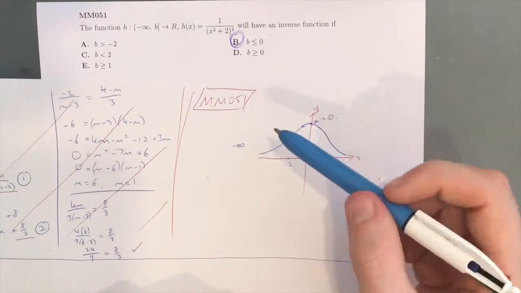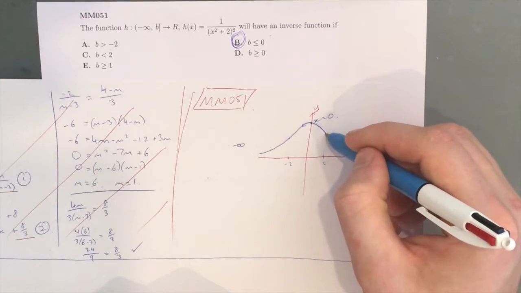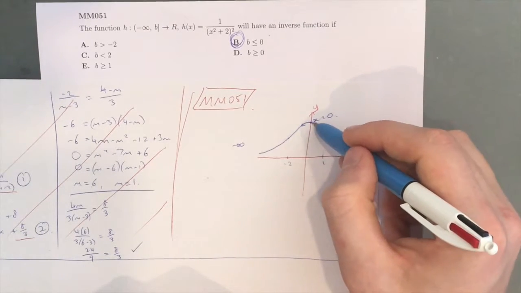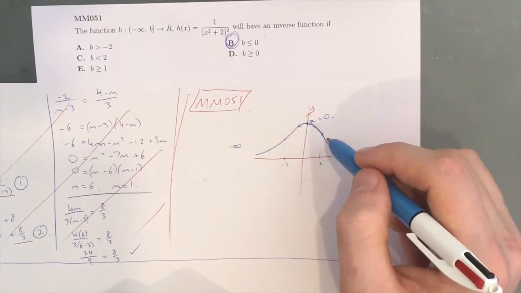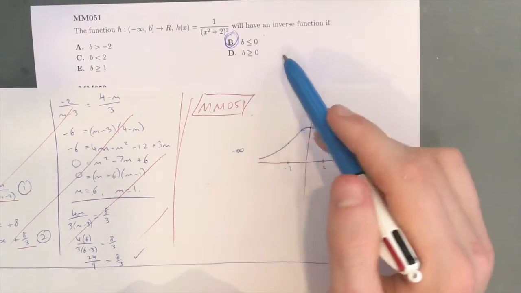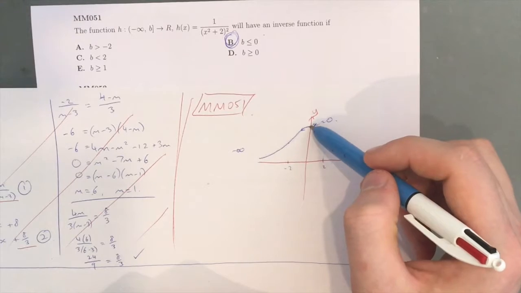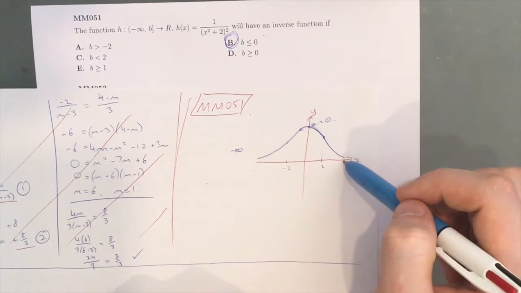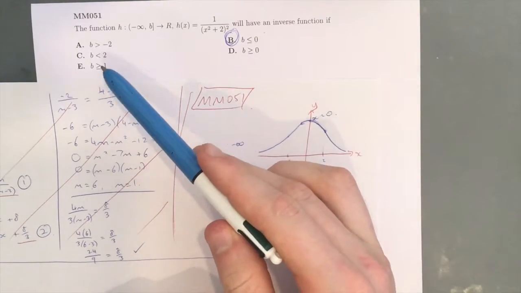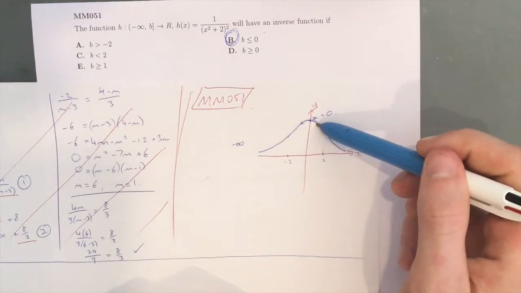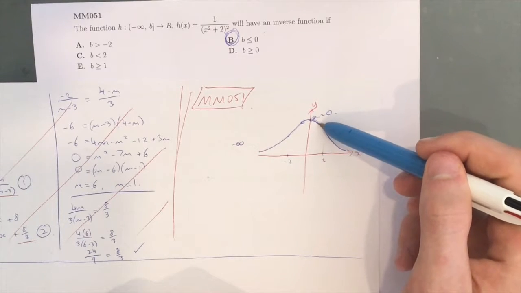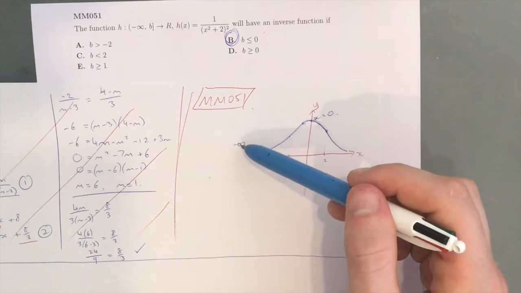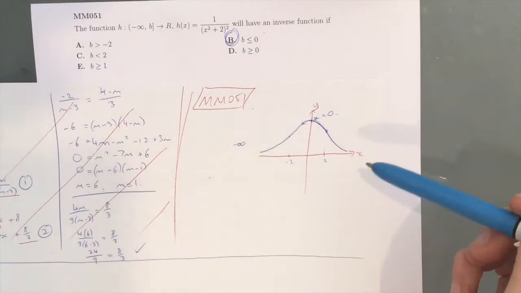C, b is less than 2. So if b was less than 2, that would include everything from 2 to negative infinity, including this part here, which would create a many-to-one function, which is what we don't want. D, if b was greater than or equal to 0, it would include everything along this side of the graph, which again produces a many-to-one function, which we don't want. And E is exactly the same, greater than or equal to 1, which would be somewhere here, and it would include everything along here, which would create a many-to-one function from negative infinity to positive infinity.